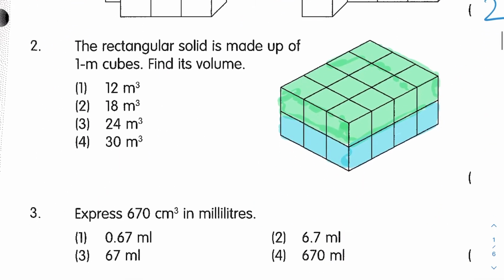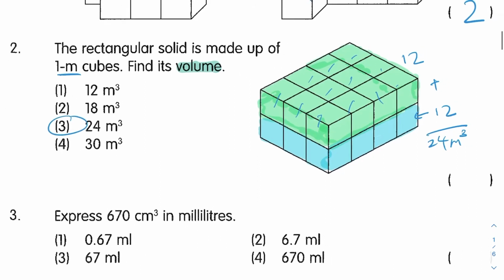Question 2. Find the volume of this rectangular solid. So we have each side is 1 meter. So we can count the number of cubes. Okay, 1, 2, 3, 4, 5, 6, 7, 8, 9, 10, 11, 12. Top layer is 12 cubes. Bottom layer is 12 as well. Add them together, you get 24 cubic meters. So the answer is 3.